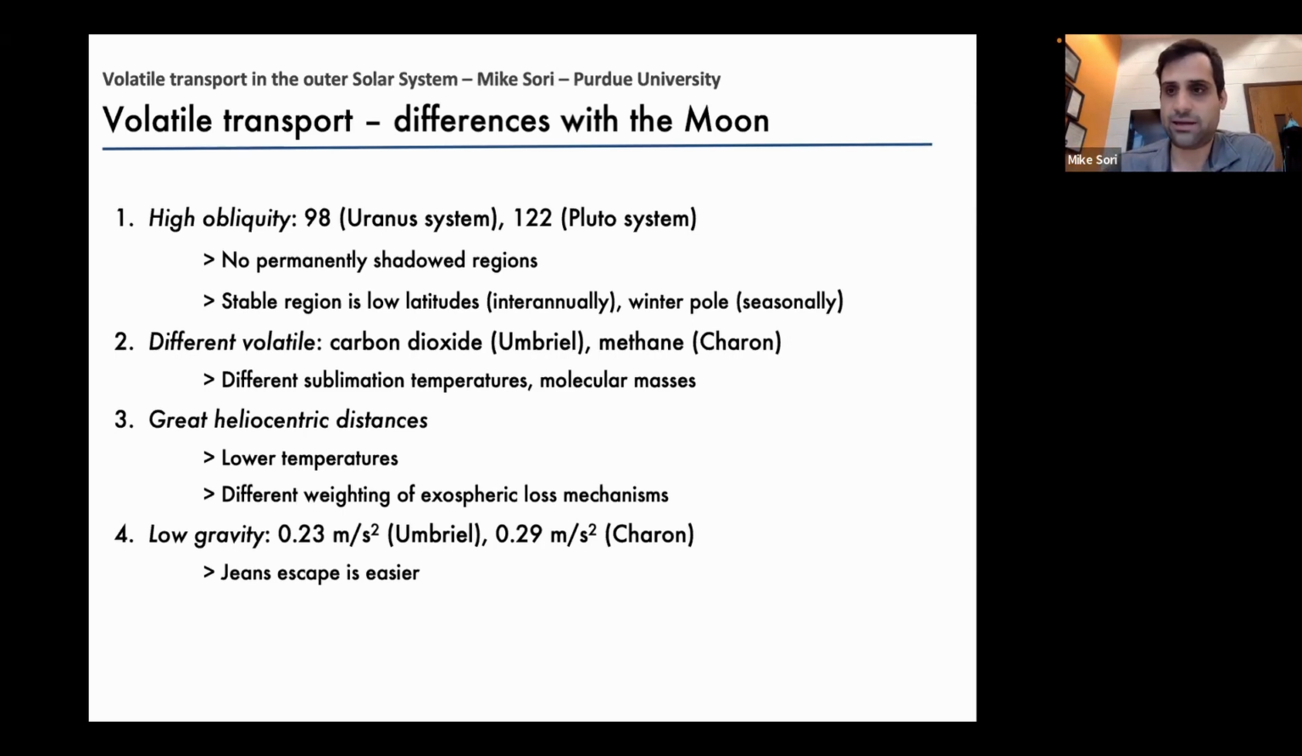I think this is what could make it interesting for this group, thinking about how volatile transport changes if you just change some of these factors compared to the moon. So these are some of the things that we'll be working with. We'll divide the talk into 2 main parts, Uranus and then the Pluto-Charon system.